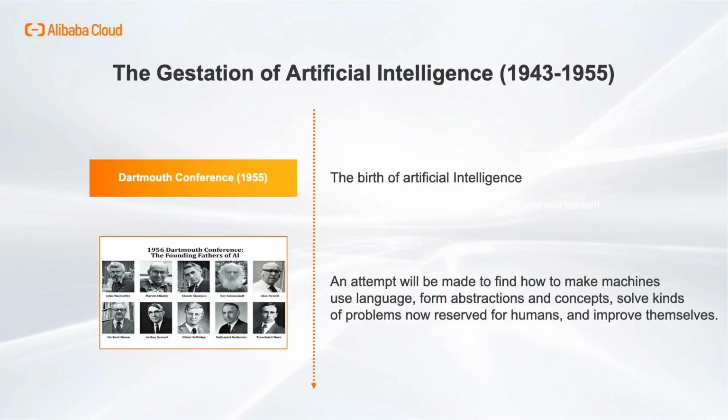The concept of artificial intelligence was born at the Dartmouth Conference in 1956. It proposed that an attempt will be made to find how to make machines use language, form abstractions and concepts, solve kinds of problems now reserved for humans, and improve themselves.